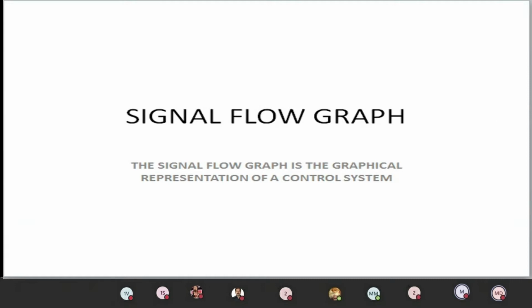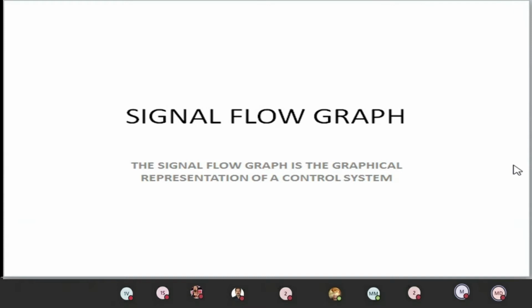As you know already, in the previous session we had a detailed discussion about block diagram reduction. What is meant by a block diagram, and how the different components of all the blocks are converted to a single block, and what is the ultimate goal of the block diagram, which is nothing but the signal flow graph.